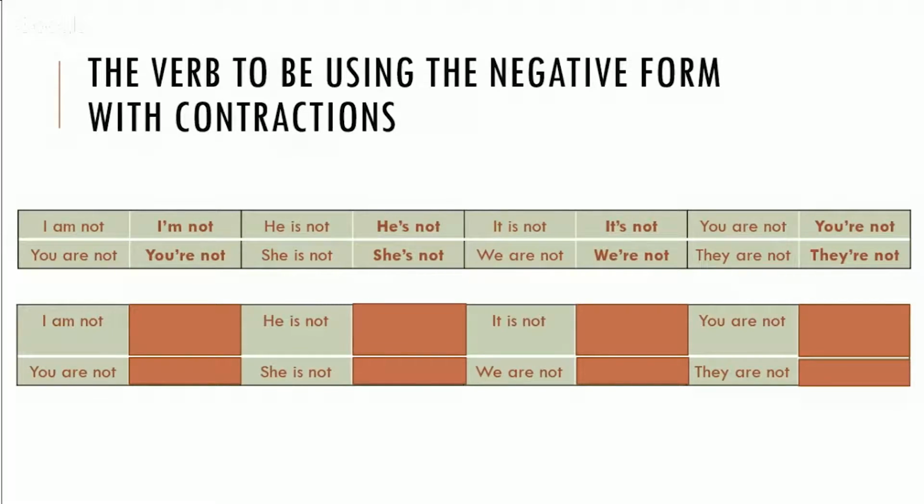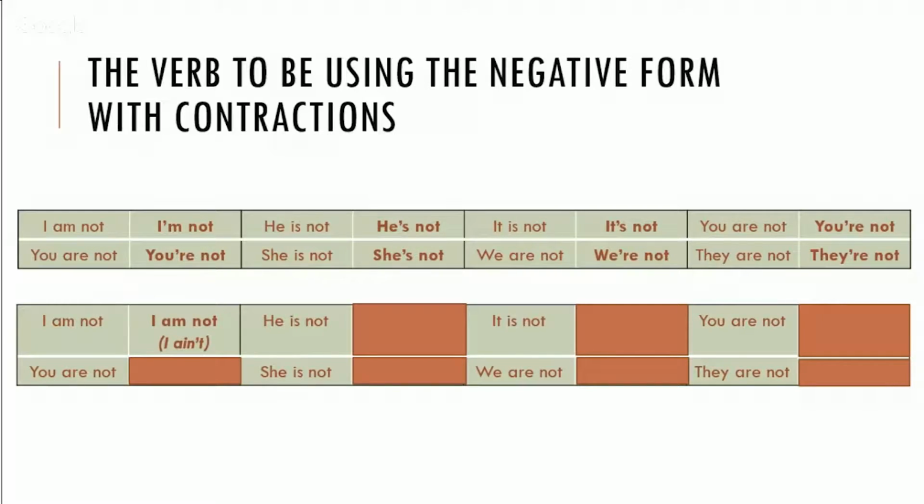What we did was use the same contractions that you knew from before. You're doing a contraction with the subject and the verb to be, and you're keeping not by itself. You can also do contractions with the verb to be and not in all of the cases except for I am not. And I'll show you those now.